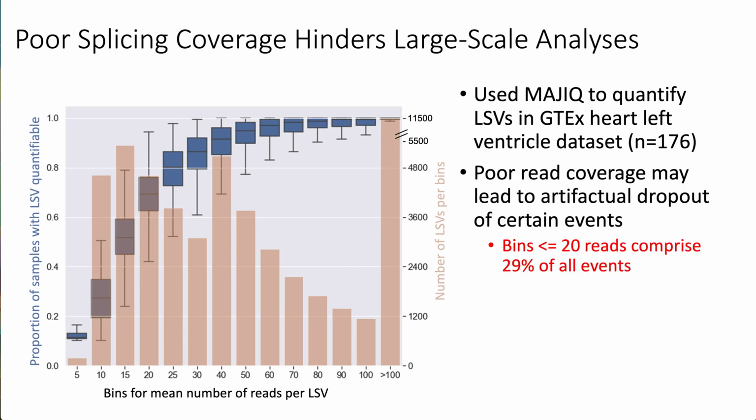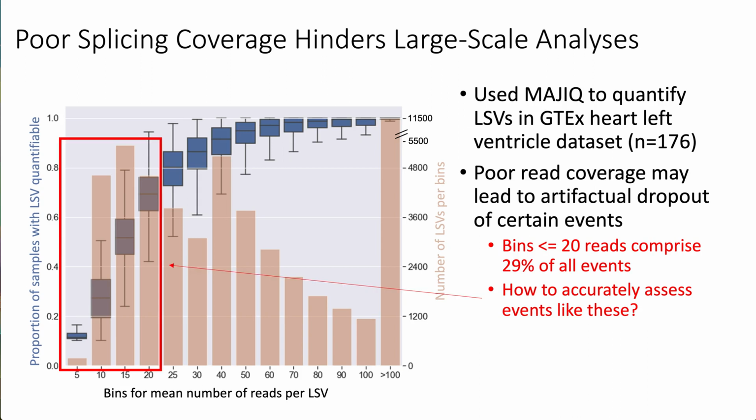You can see that in lower read coverage bins, we are only able to quantify the LSV in half or less of samples. To put this into context, bins with less than 20 reads constitute around 30% of all detected LSVs, which is a very large fraction. So given this, I wondered how I could systematically and accurately reassess these events that we are losing coverage on.